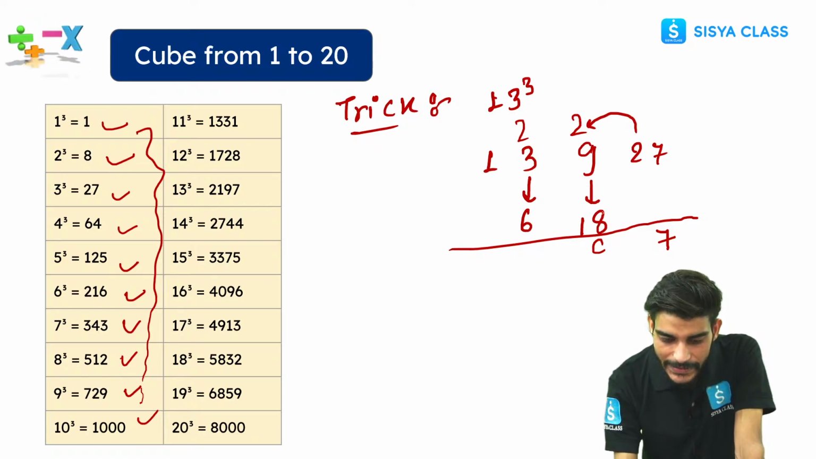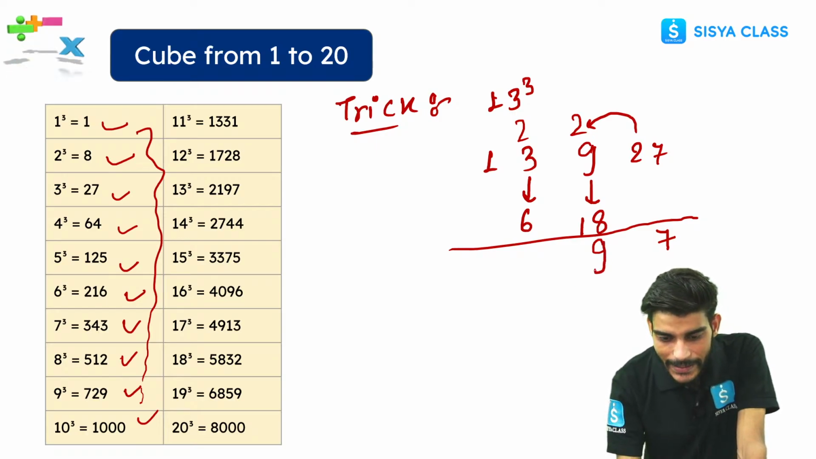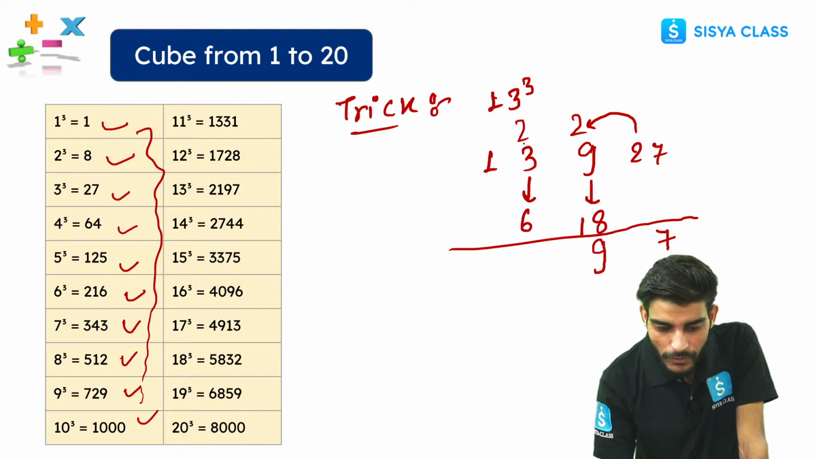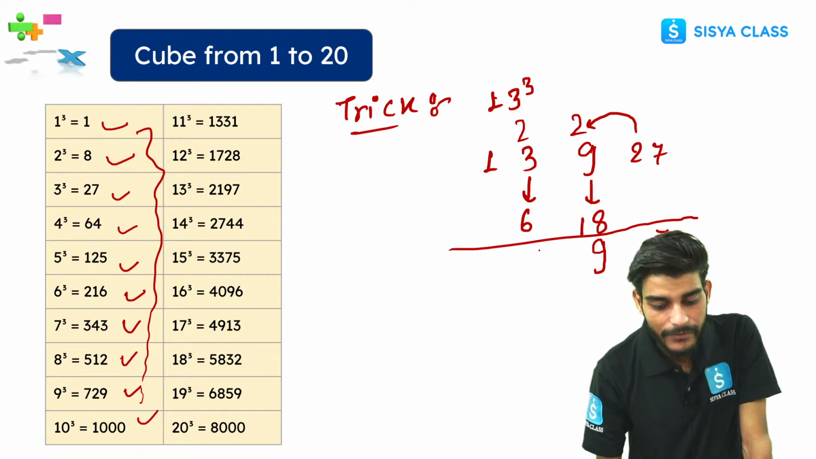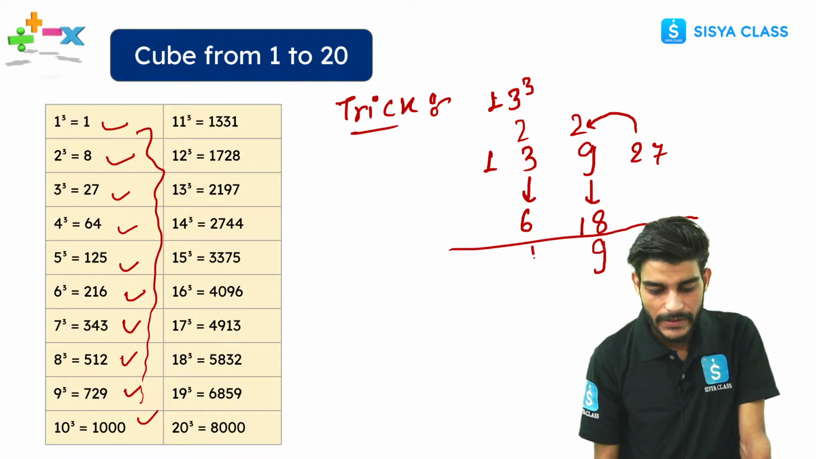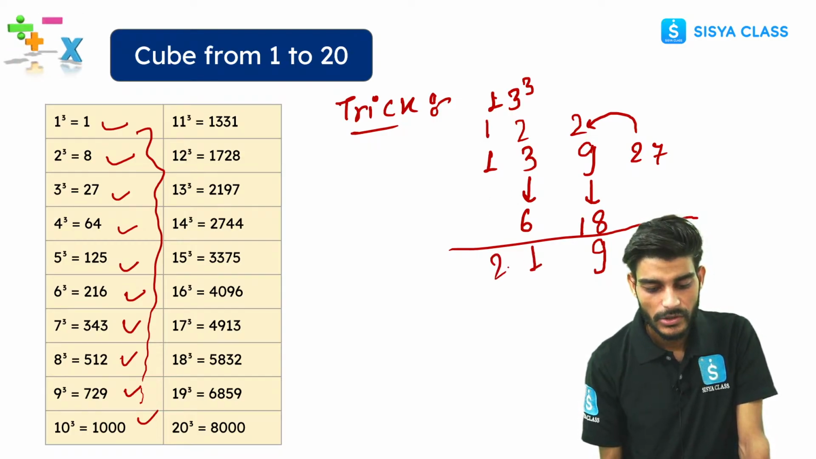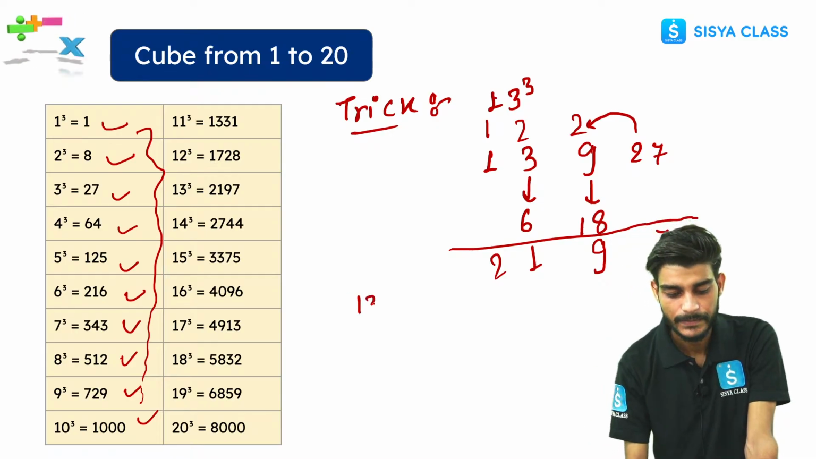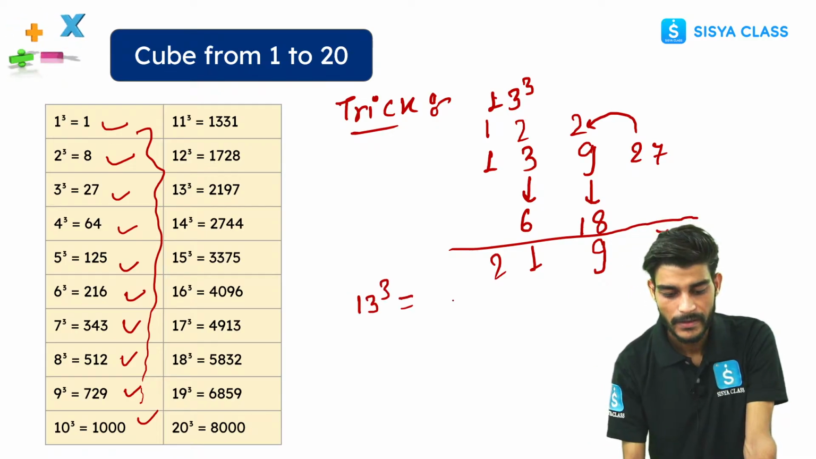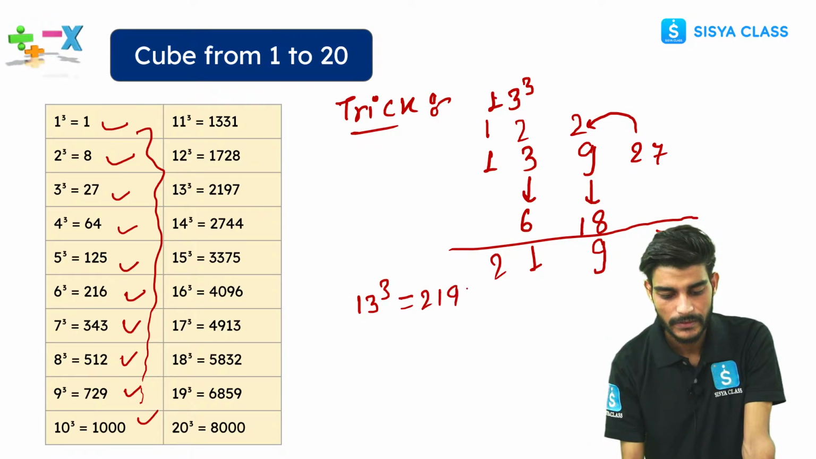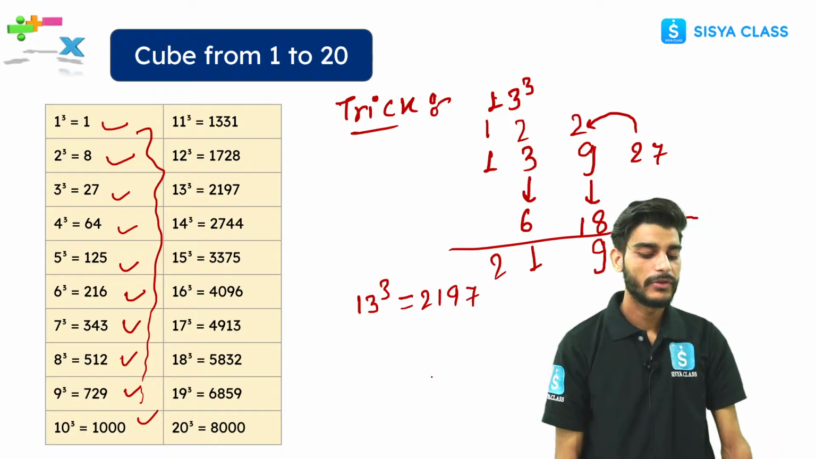11 plus 18 is 29. So I'll write 9 here. 2 will carry forward. 6 plus 3, 9. 9 plus 2, 11. 11 means 1 here and 1 will carry forward. So 1 plus 1 is 2. So cube of 13 is 2197. This is what you have to do in all the questions.